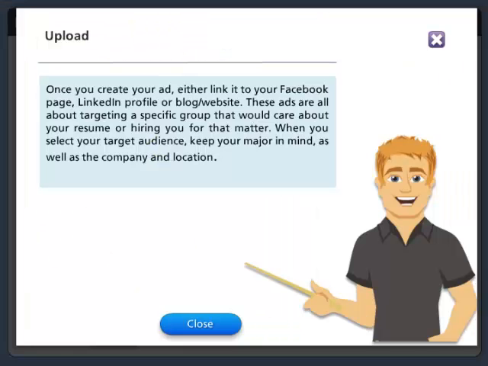Upload. Once you create your ad, either link it to your Facebook page, LinkedIn profile, or blog website. These ads are all about targeting a specific group that would care about your resume or hiring you for that matter. When you select your target audience, keep your major in mind as well as the company and location.